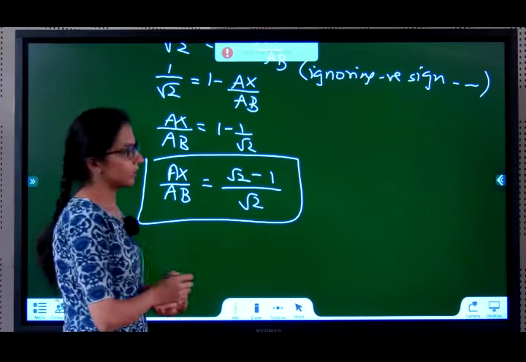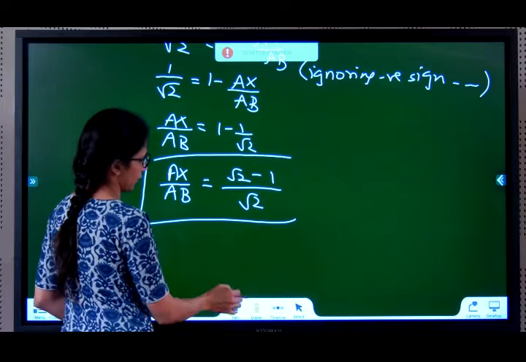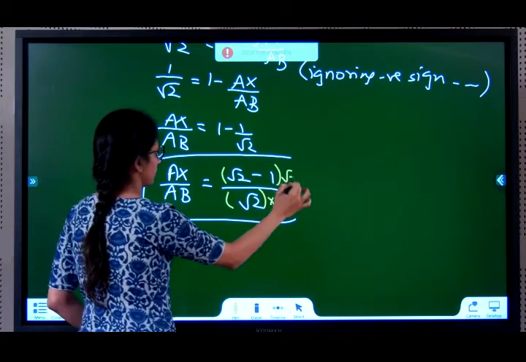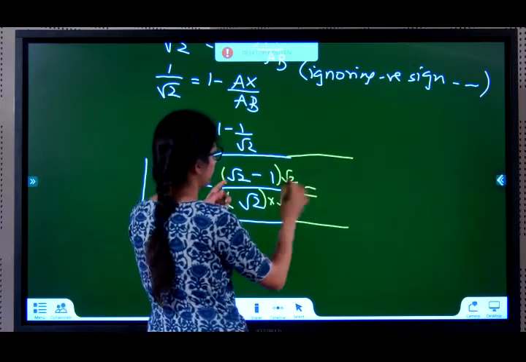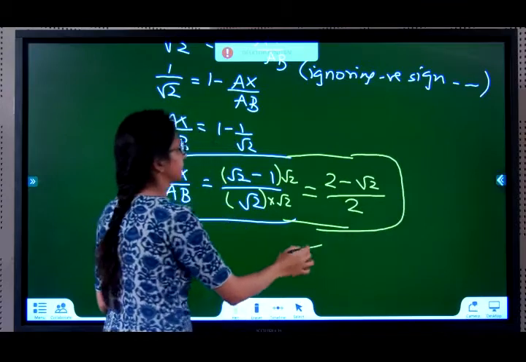That's the answer. It's not good to leave your answer with a root in the denominator, so it's good to rationalize it. I'll multiply and divide with root 2 to rationalize it. So what happens now? Root 2 into root 2, 2 minus root 2 divided by 2.